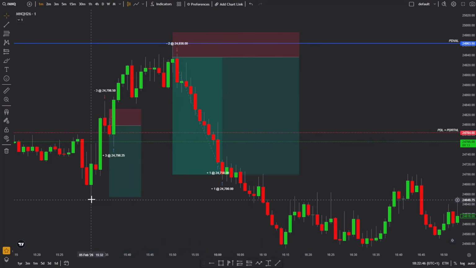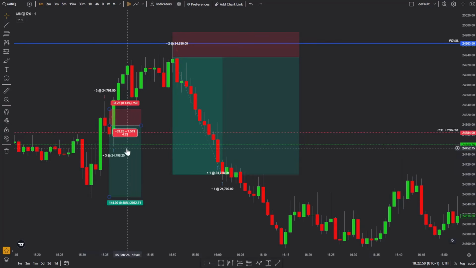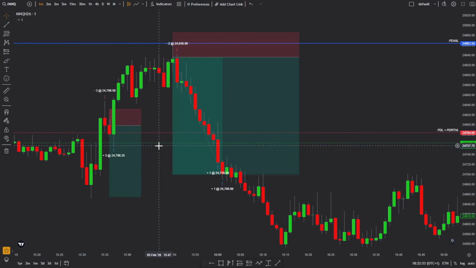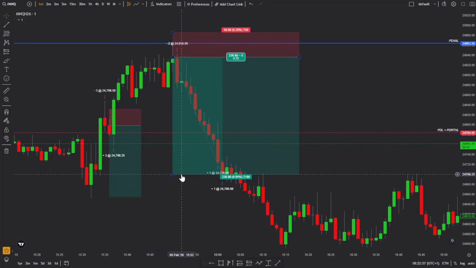Obviously, a clear one was the current low of day, which was right here, but then we also had this low right here where there were bids sitting at this price level, and then we had a massive bid sitting right here at the 24,700s.